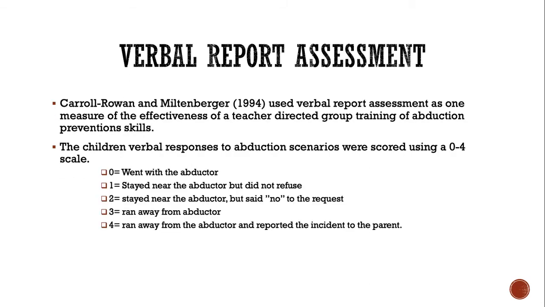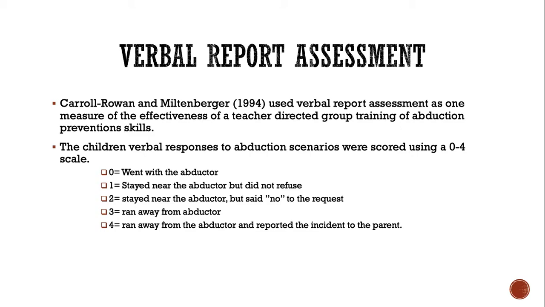Carol, Roman, and Mittlenberg used the verbal report assessment as one measure of the effectiveness of a teacher directed group training of abduction prevention skills with children ages 4 through 5. The children's verbal report of what they would do in response to an abduction scenario was scored on a 0 to 4 scale. 0 went with the abductor, 1 stayed near the abductor but did not refuse, 2 stayed near the abductor but said no to the request, 3 ran away, 4 ran away and then reported the incident to the parent.